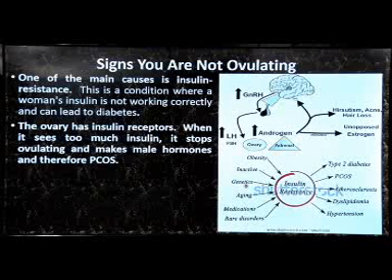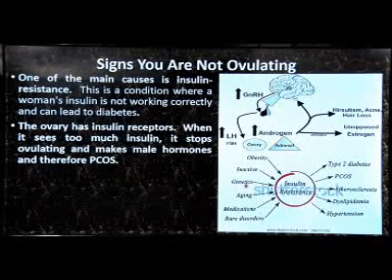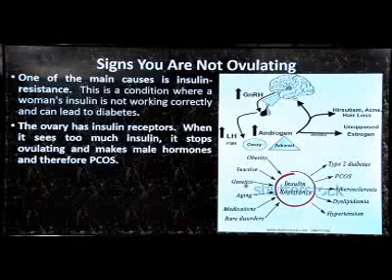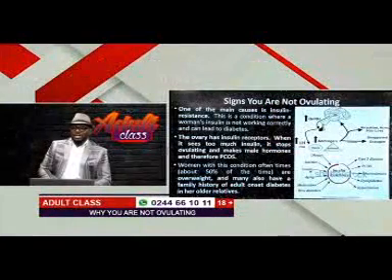So if you are not ovulating, it could also be that your insulin levels are too high. And if your insulin levels are too high, so long as the ovary is an insulin receptor, when it sees too much insulin, it will not allow the body to ovulate, and it will create confusion in the pituitary gland, and it will cause you to have polycystic ovarian syndrome. Great.